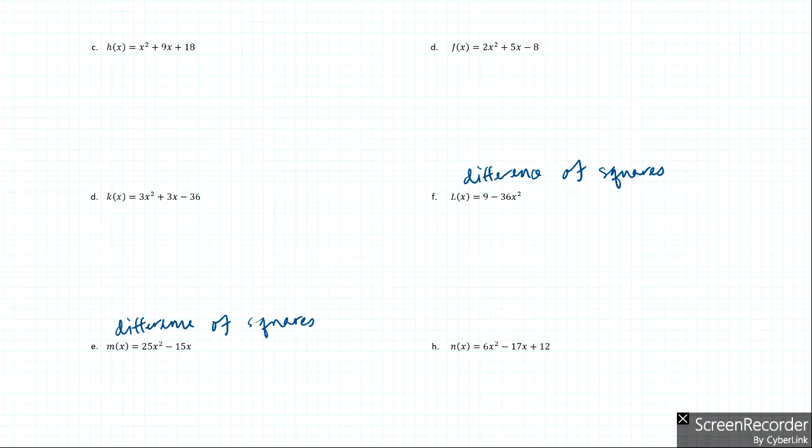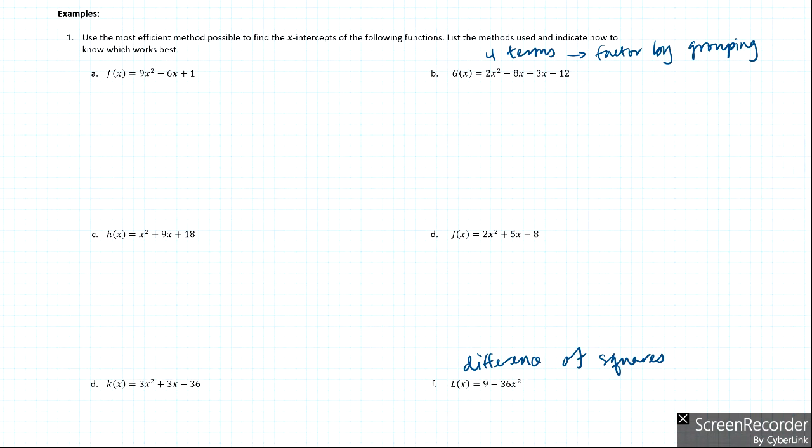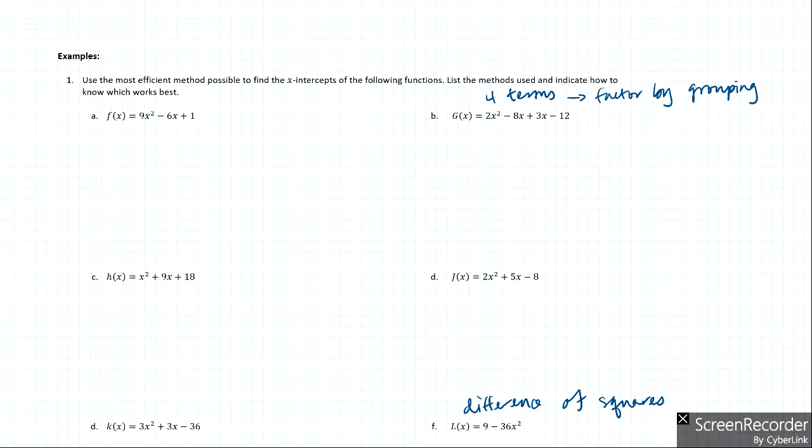But again, these are the first things I recognize. When we have only 2 terms, that's going to be a special form. That's the only type of binomial we know how to factor. When we have 4 terms, that's factor by grouping. So these are the things I would recognize first.